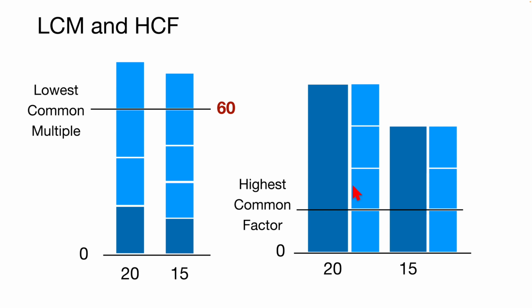Now, again, if we call this 20 and 15, you can see that this goes in 4 times, so that'll be 5, and this will go in 3 times, so that'll be 5. So 5 is the highest common factor.